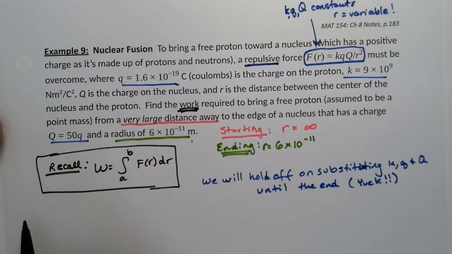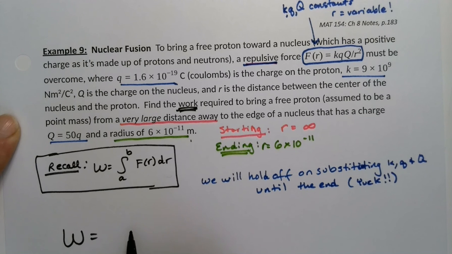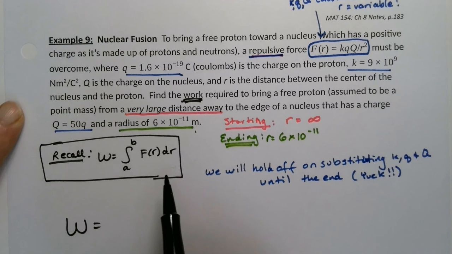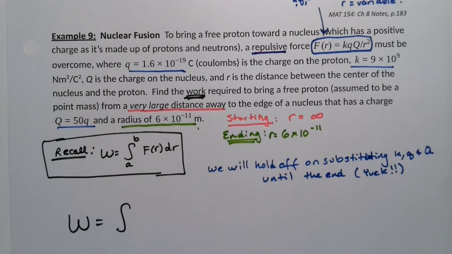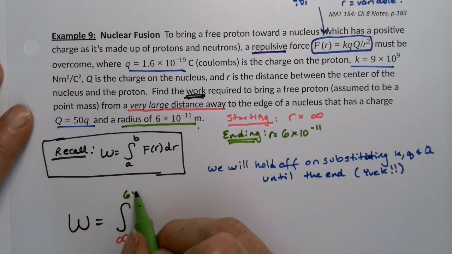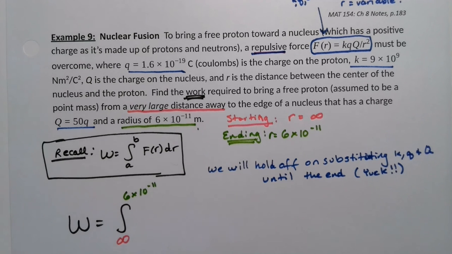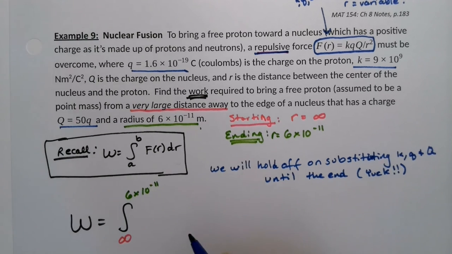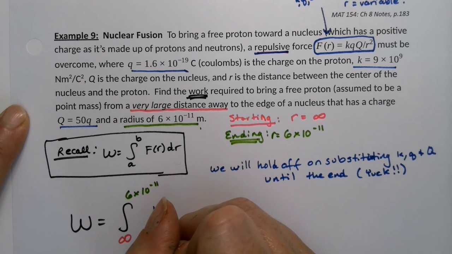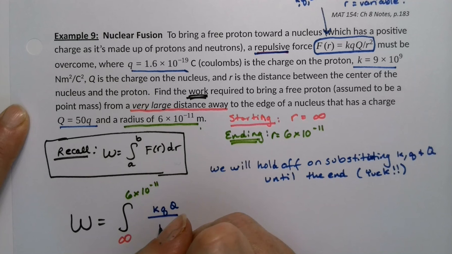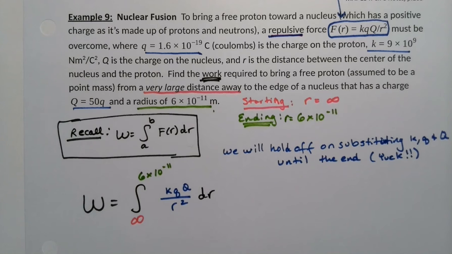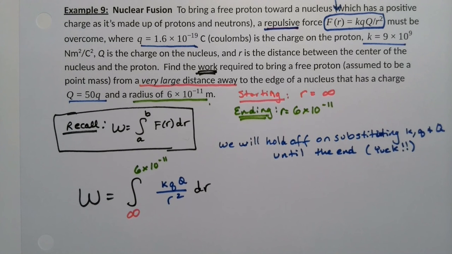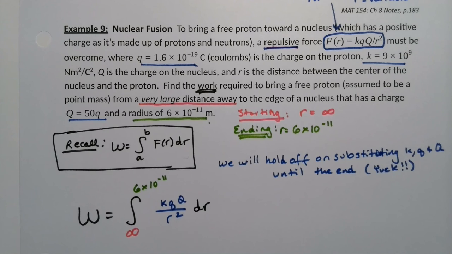Okay, so work is equal to the integral of force. However, we have a little bit of a problem. They want us to start at infinity and end at 6 times 10 to the negative 11, and then it's of our function, at least so it seems. So it's k q Q over r squared dr. So far, so good. You think you'd be doing great. However, it's a repulsive force, and we haven't dealt with that yet, but we have to.